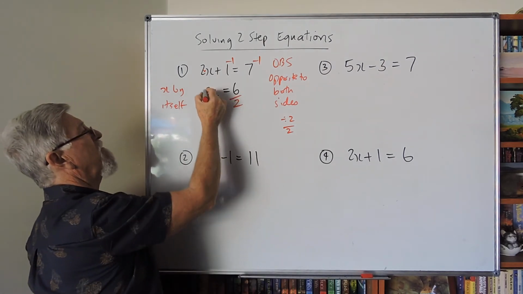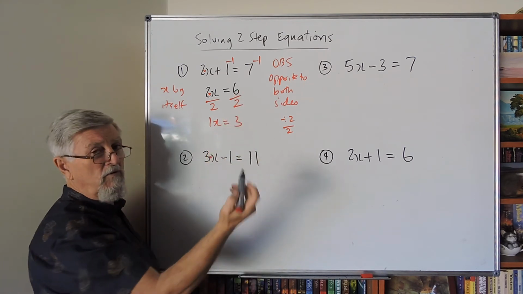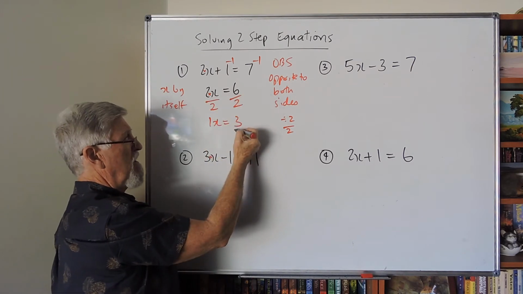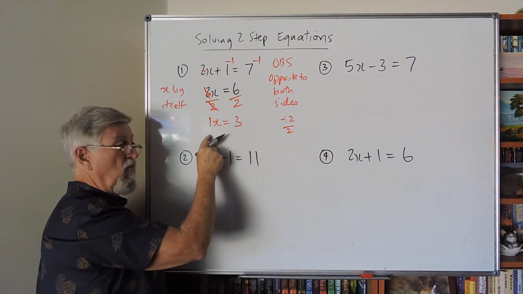How many times does 2 go into 2? Once, so I can write 1x. 2 into 6 goes 3, so look what we're really doing. 2 into 2 goes once, 2 into 6 goes 3. Most of the time we just cross them out. Doesn't mean they're gone, it means they've become a 1.